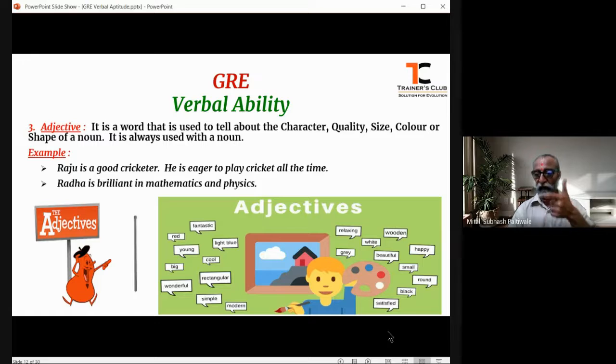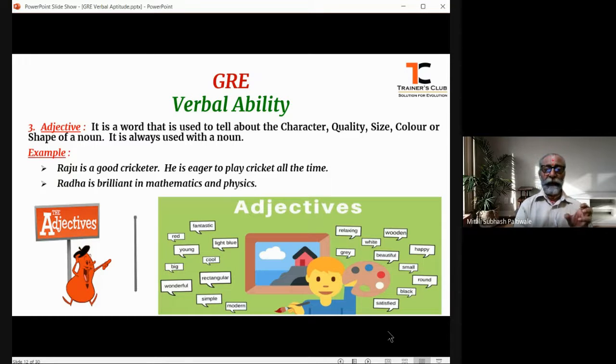character, quality, size, color, or shape. These 5 things an adjective describes about a noun, right? Or pronoun for that matter. I told you when I was telling you that a pronoun is the replacement of a noun. So, noun and pronoun are twins. An adjective is used to refer or describe these 5 characteristics of a noun or a pronoun.